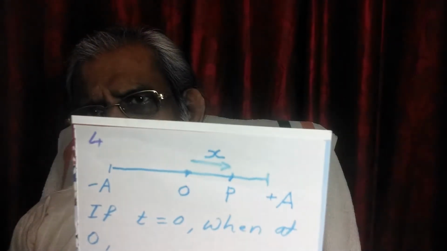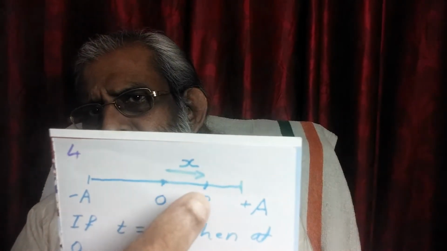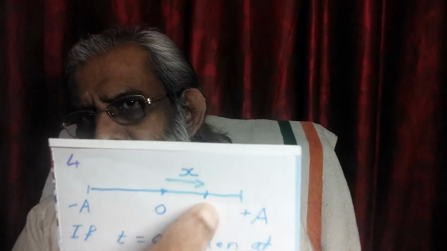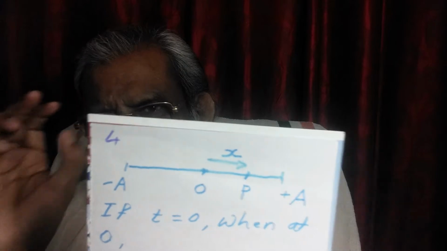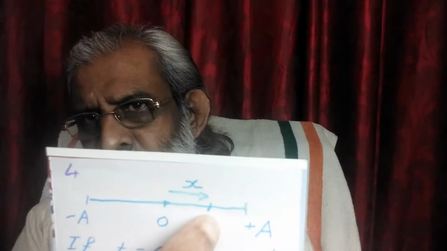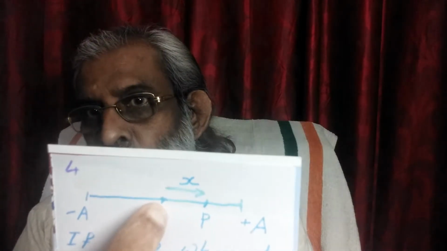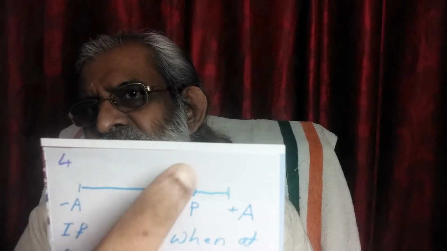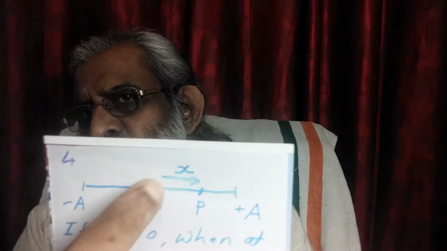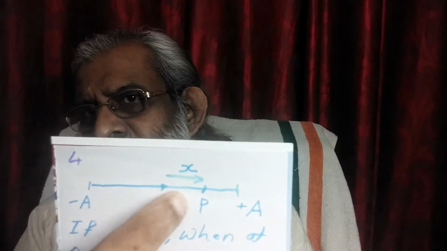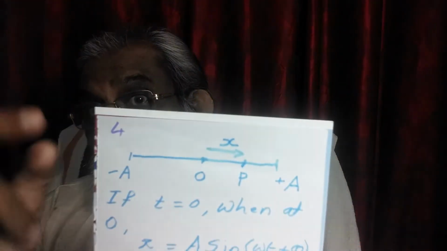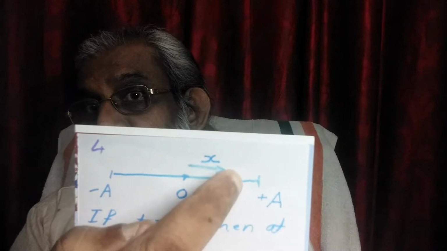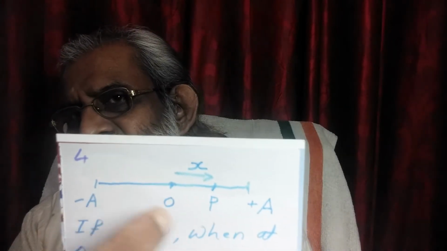At some point of time, let the oscillator be at P. Now we measure the distance or displacement of the position from O. So x is the distance from O, or OP is x. This x is towards the right if the oscillator is moving to the right. At that time, the restoring force is acting towards O.